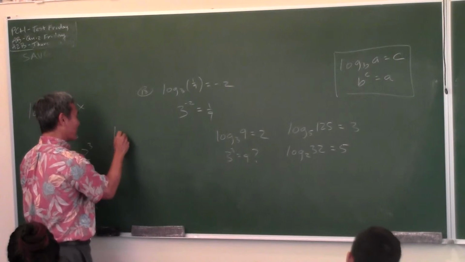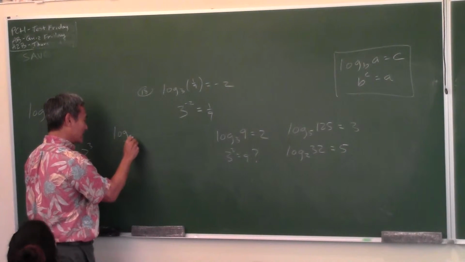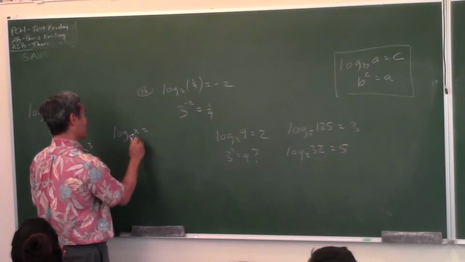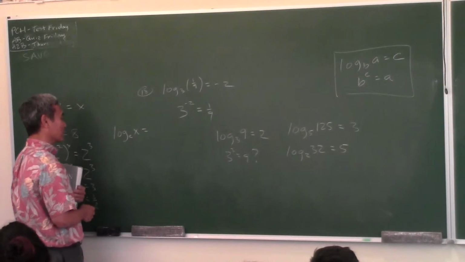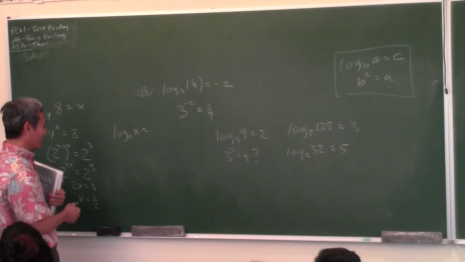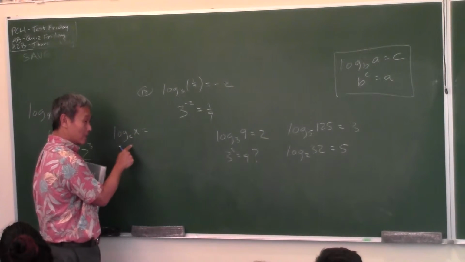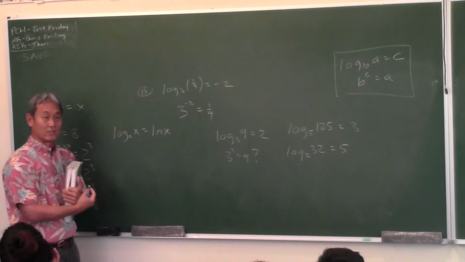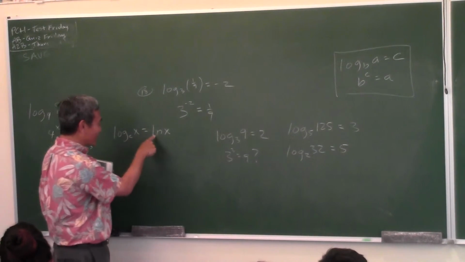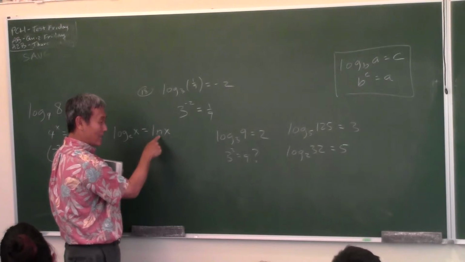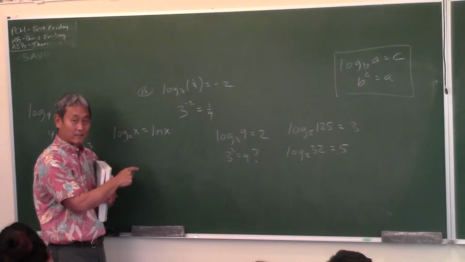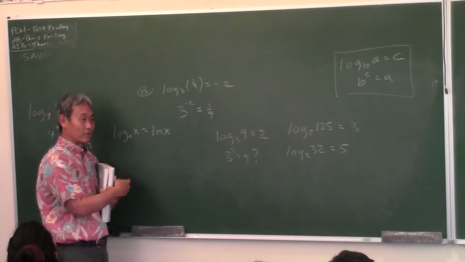See, when you have log base e of x, maybe I shouldn't even use x, but that's okay, I'm just going to use it because x can be anything. We don't write log base e. We write natural log x. You have to get used to that. So when you see natural log x, that means the base is e, but we just don't write it. You just have to get used to that because that's how we do it in calculus.